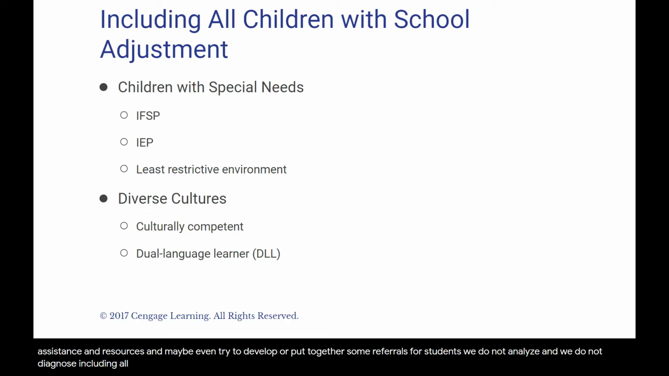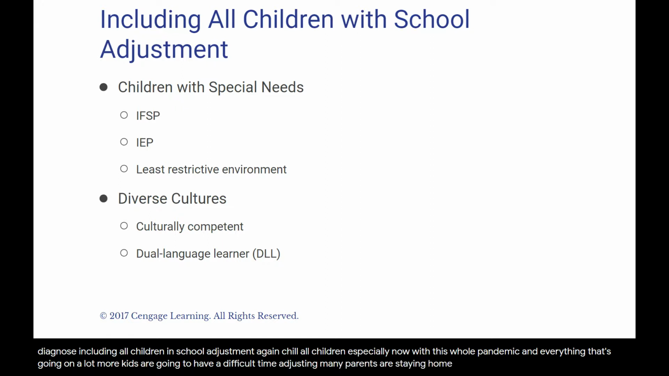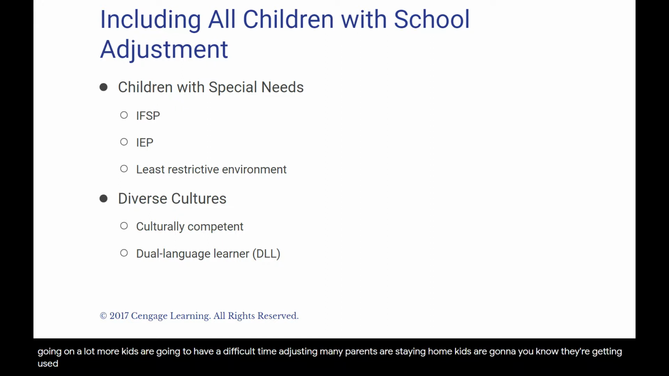Including all children with school adjustment, again, all children, especially now with this whole pandemic and everything that's going on, a lot more kids are going to have a difficult time adjusting. Many parents are staying home. Kids are getting used to learning via technology or online, so it's going to be kind of difficult to get back to being distracted by peers or listening to another adult outside of the home.